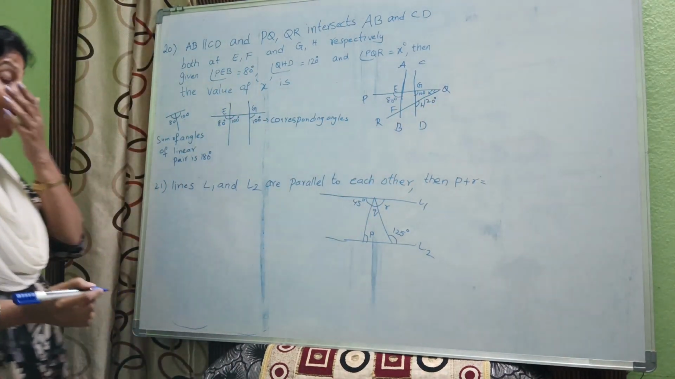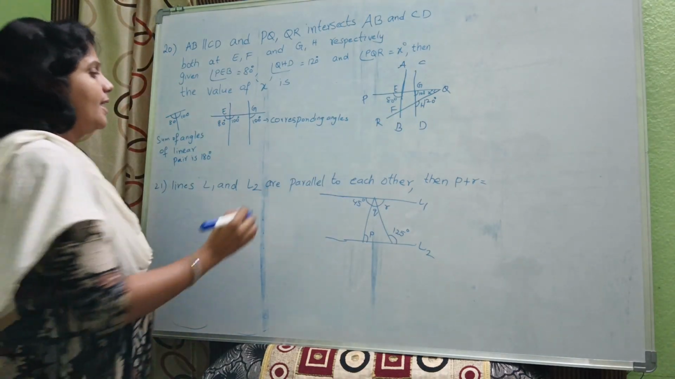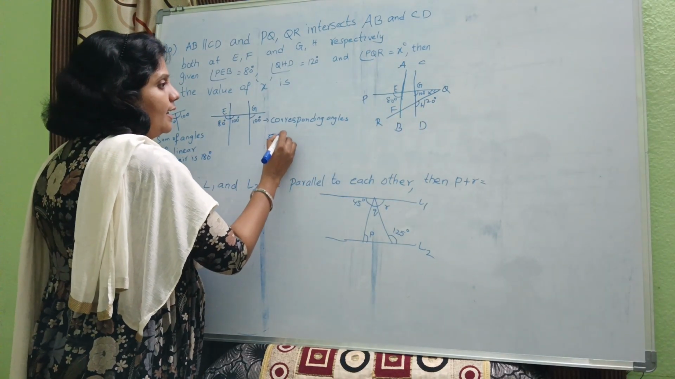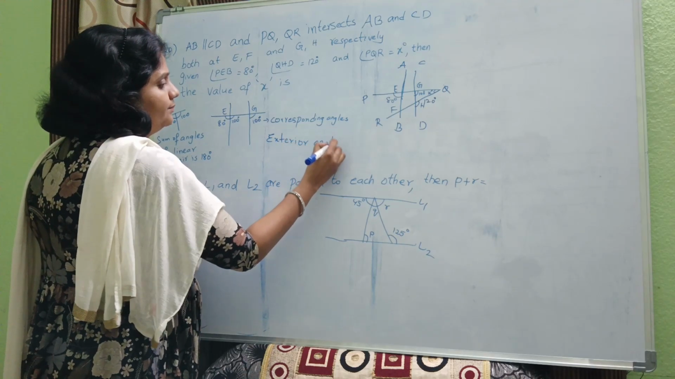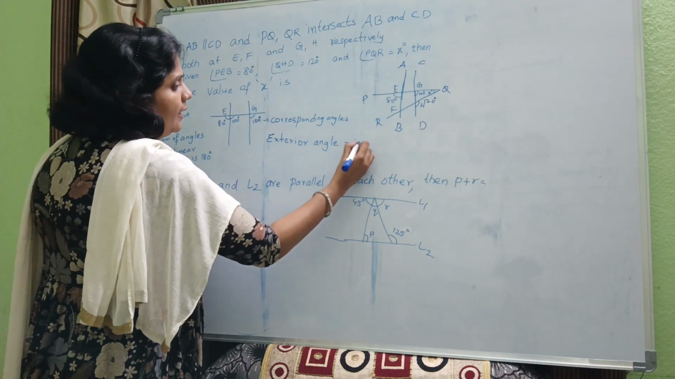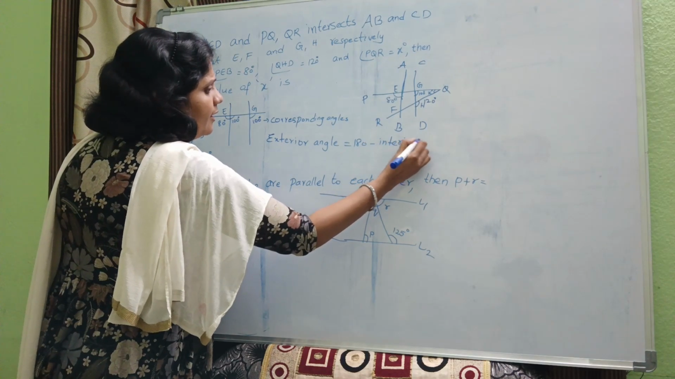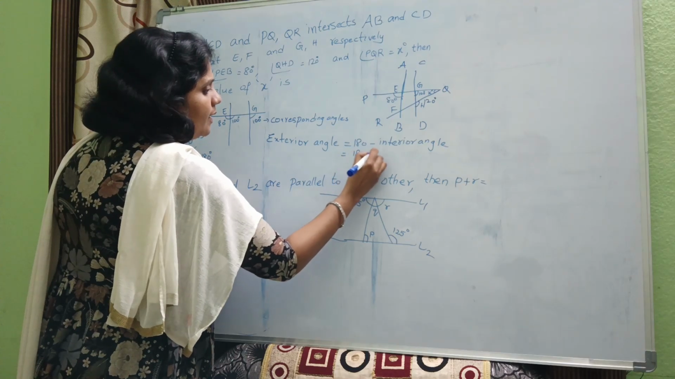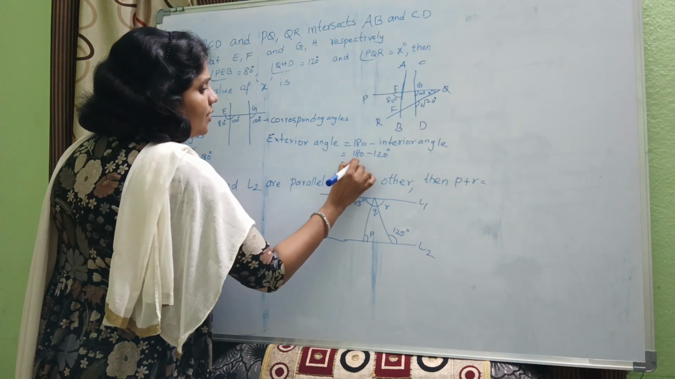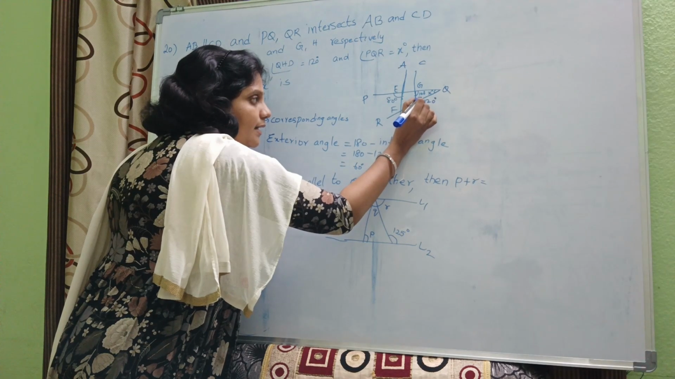Next, this is 120 degrees. This is an exterior angle. Exterior angle is equal to 180 minus interior angle. So what is the interior angle given? 120 degrees. So 180 minus 120 degrees is 60 degrees. So this value is 60 degrees.